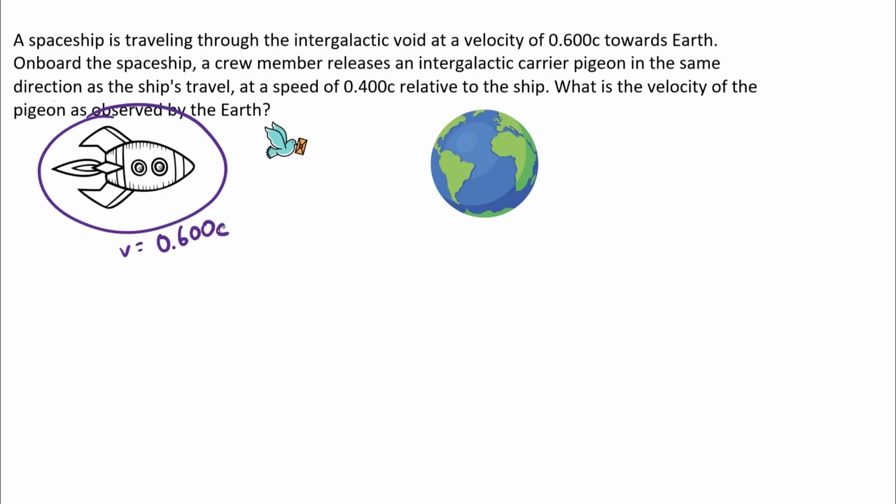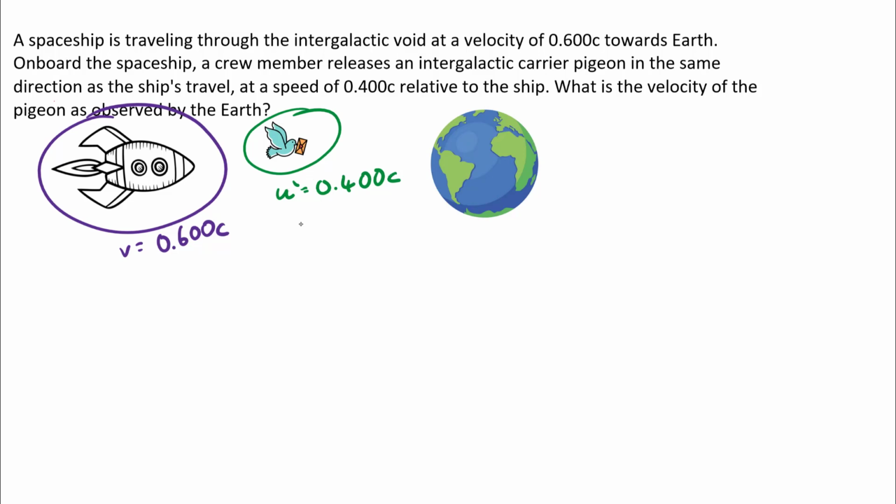Now, because the ship is moving at 0.6 c, its observation of this pigeon will be given as U dash. You are given in the question that the pigeon's velocity is 0.4 c relative to the ship, which means what you have been given is U dash, and in this case I'm making positive to the right. So now that we've worked out what the scenario is actually about, we can just pop it into the equation.